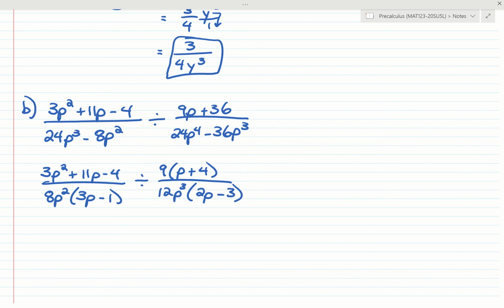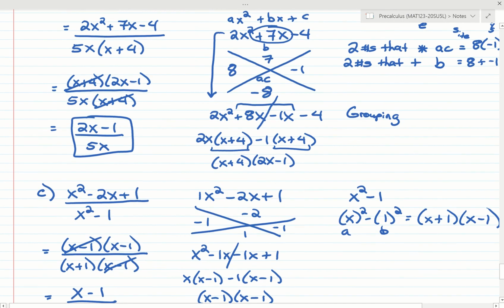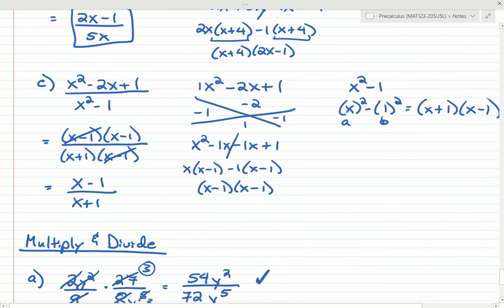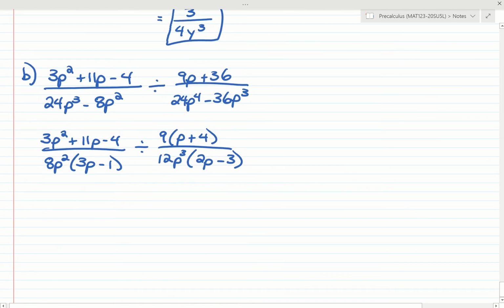Second step is we looked at grouping. Grouping would be if we have 4 terms, like we had talked about right here. This is grouping because there's 4 terms. We don't have 4 terms anywhere, but we do have a trinomial. So I'm going to use the AC factoring technique to factor that.